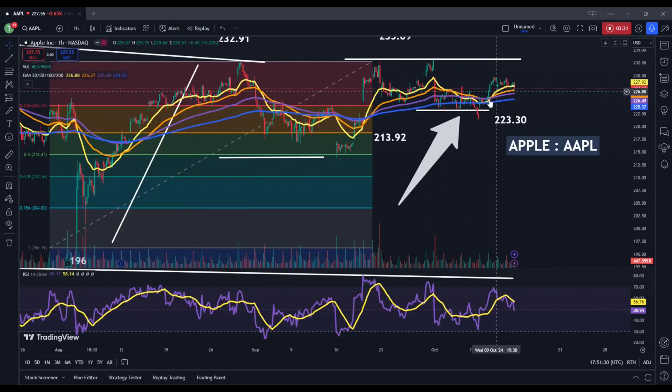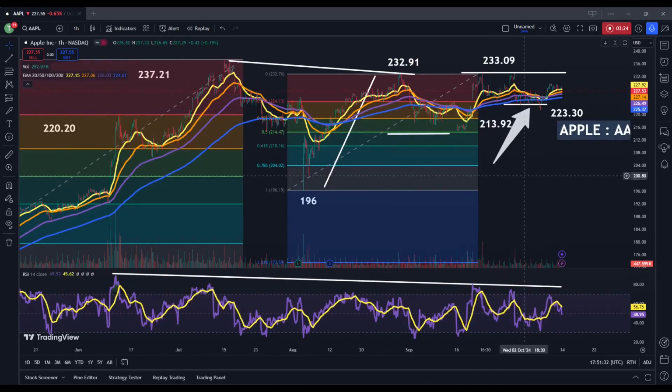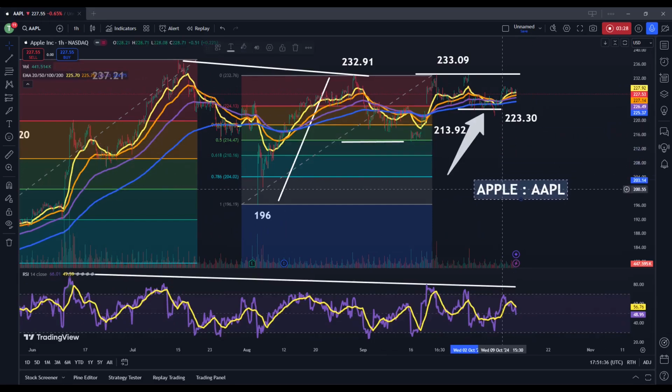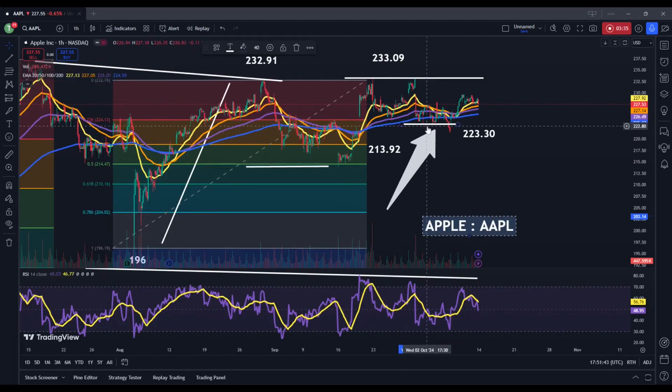So, as it currently stands, we do need to break out of this range in order to get the near-term price direction. To me, what this looks like is a period of sideways consolidation at somewhat elevated levels. But we have started to form some higher lows in the process as well.